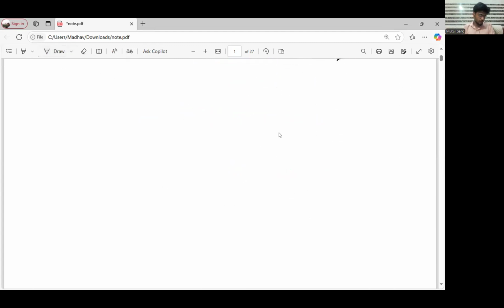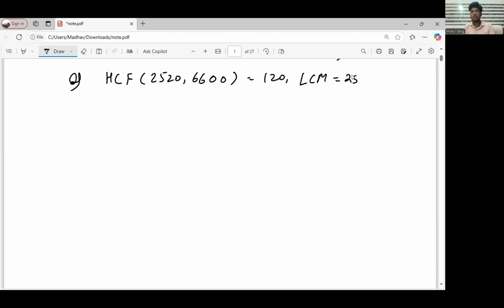Now this is a question from the CBSE question paper. The question goes: the HCF of two numbers 2520 and 6600 equals 120. LCM is given as 252 into K. We need to find out the value of K. See how easy this question is, very easy.